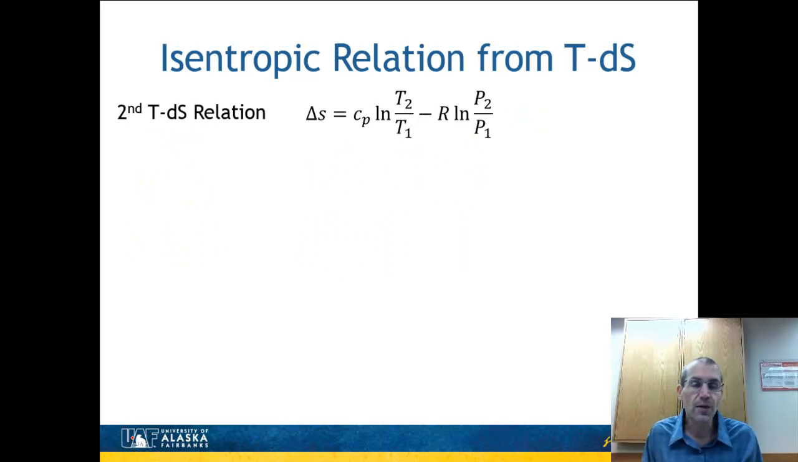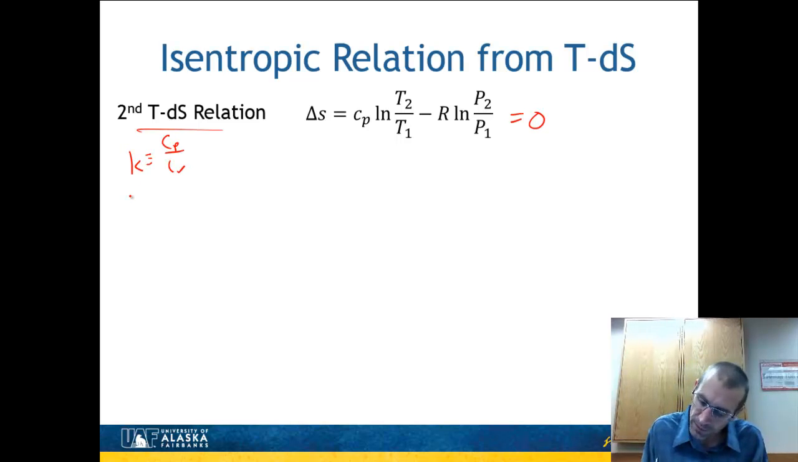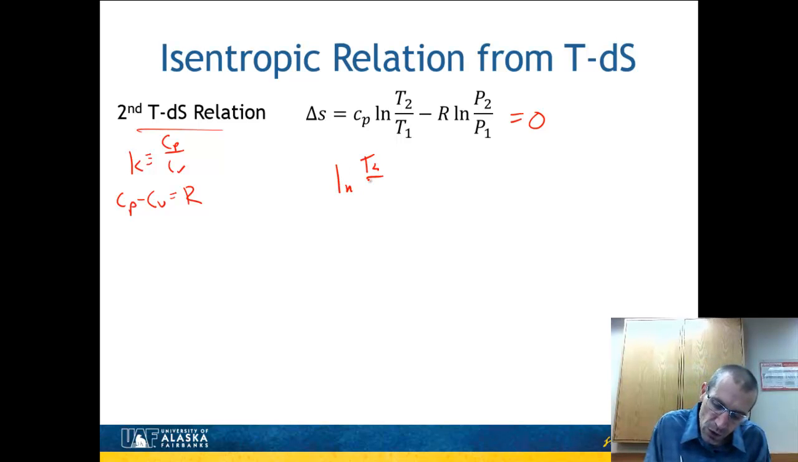Let's go ahead and do another relationship. This time I'm going to use the second TdS relationship, and again for an isentropic process, I'm going to set that equal to 0. So again, remember k is defined as Cp over Cv, and Cp minus Cv is equal to R. Now, if I rearrange this equation, I get ln of T2 over T1 is equal to R over Cp, ln of P2 over P1.